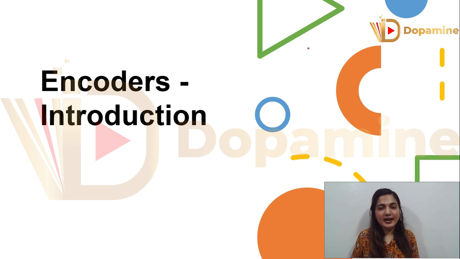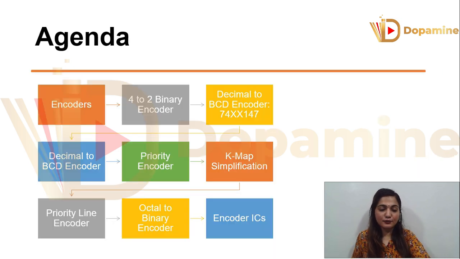Today we are going to start with the encoders in digital circuits. We already have covered the decoders. If you have still not watched the previous video, you can go and watch it first and then come here. Now we are going to start with the encoders, and the agenda for the encoders is like this.